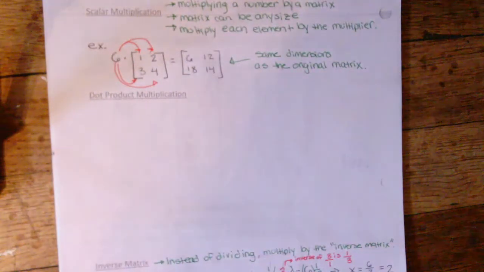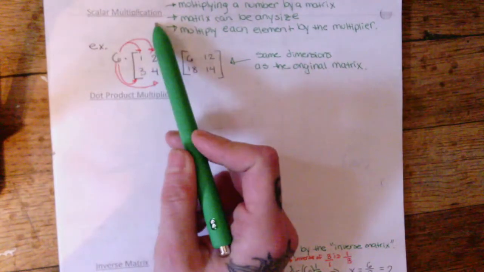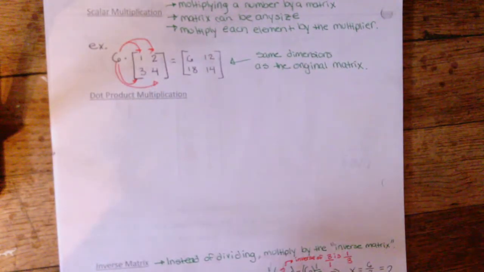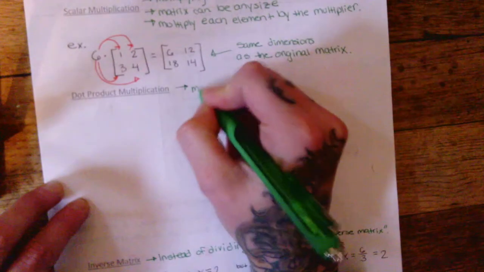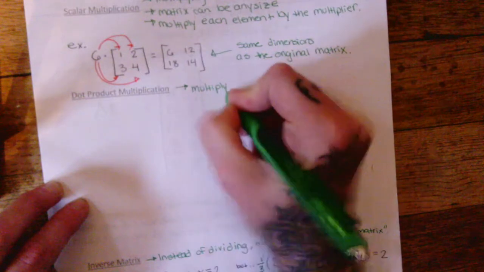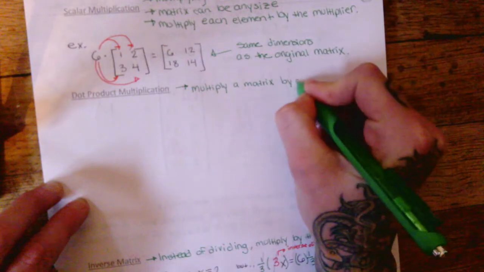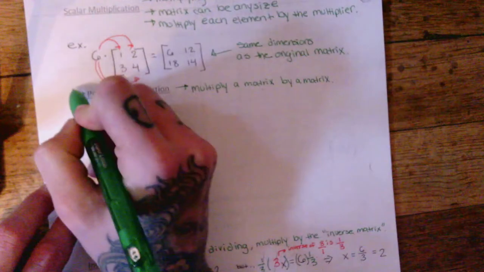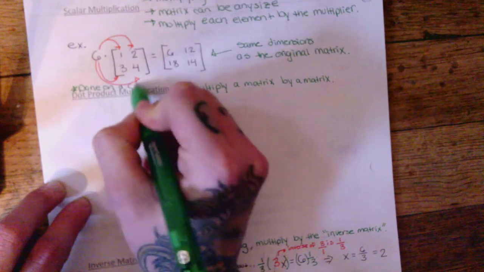Okay, so yesterday I said we were going to save this part until today. We talked about scalar multiplication, which is when we multiply a number by a matrix. Dot product multiplication is a way to multiply matrices together. So now we're multiplying a matrix by a matrix. Okay, so this is not something we're going to do by hand. This is going to be done on a calculator.